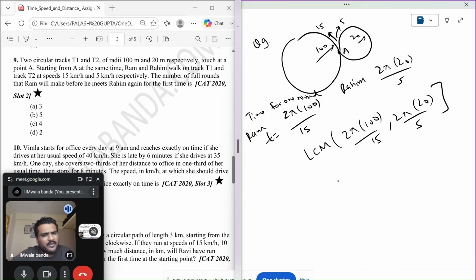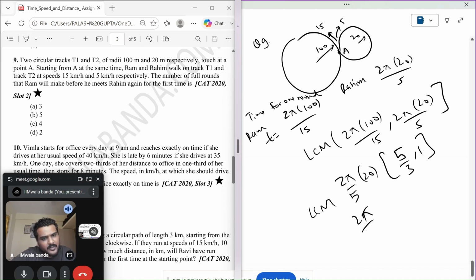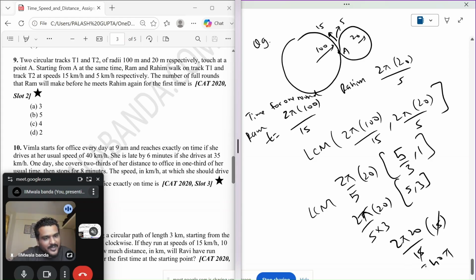Take out things that are not required. So 2 pi will come out, 5 will come out, 20 will come out. So basically it is the LCM of 5 by 3 and 1. In fact, take that 3 also out. LCM of 5 and 3 is 15. So the LCM is 15, so 40 pi is the time when they will meet at point A.